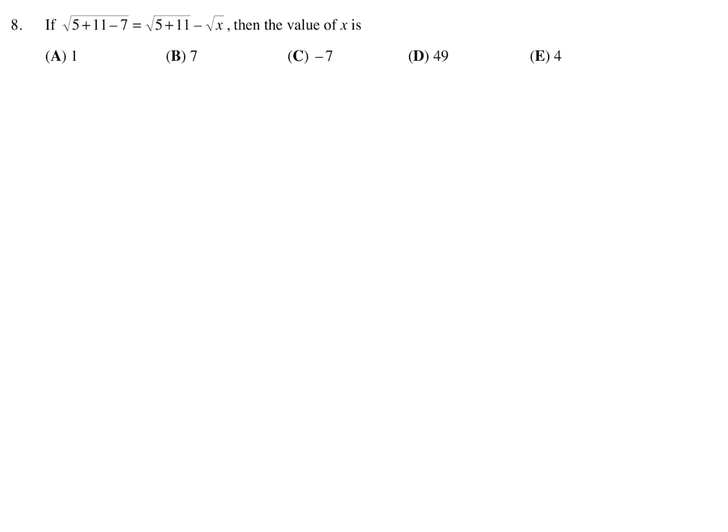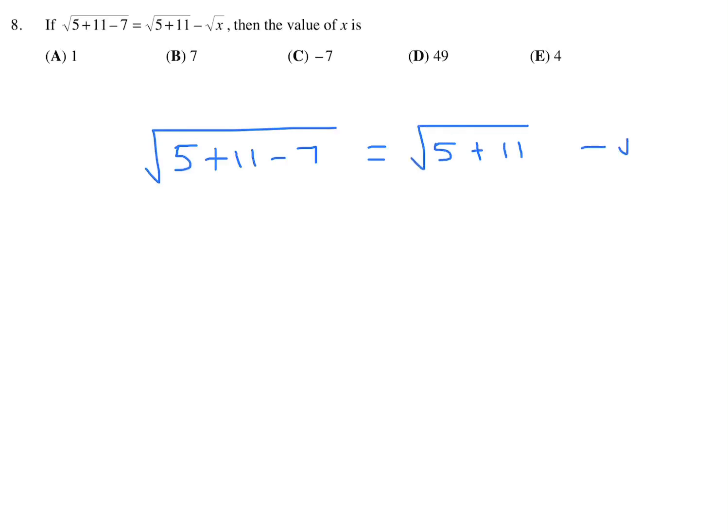If the square root of 5 plus 11 minus 7 is equal to the square root of 5 plus 11 minus the square root of x, then the value of x is... all right? The square root of 5 plus 11 minus 7 is equal to the square root of 5 plus 11 minus that. These are not exactly the same, so please don't make a mistake and think, oh yeah, that's easy, it's 7 or negative 7. It doesn't work that way.